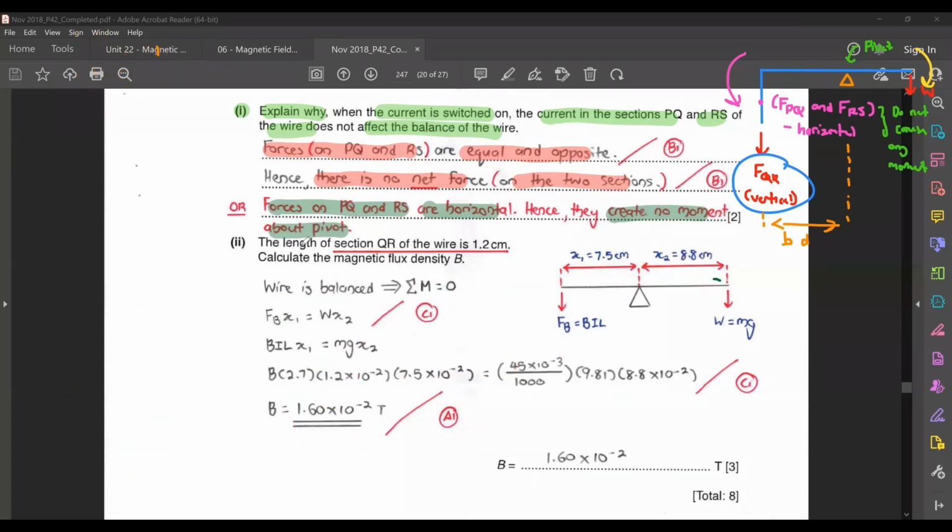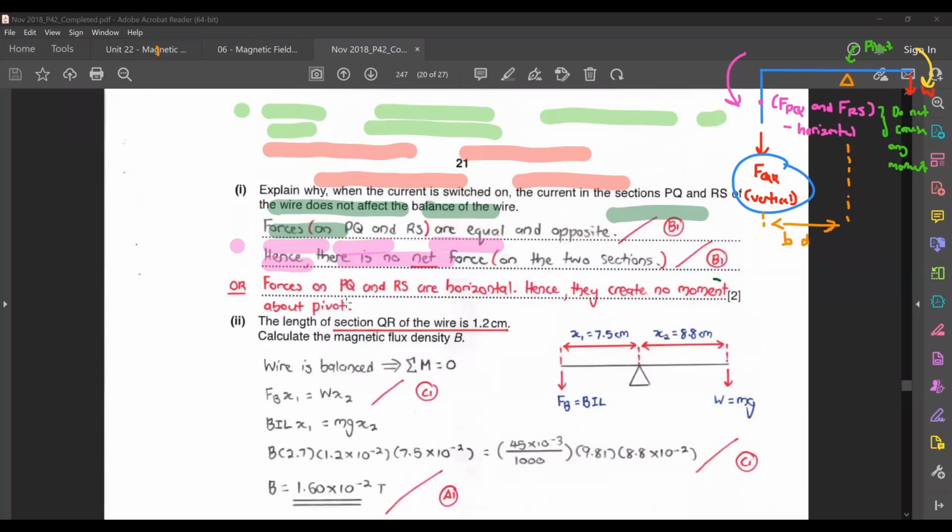As for section 2, the length of section QR of the wire is 1.2 centimeter. Calculate the magnetic flux density B. This one, you will actually have to apply equilibrium to the wire balance, where you say clockwise moment equals the anti-clockwise moment. But before that, you need to know the distances between the forces and your pivot.